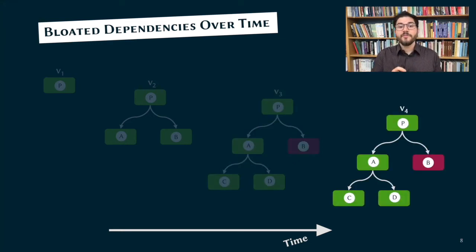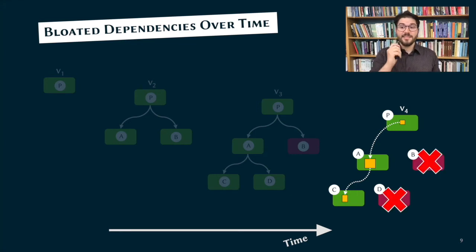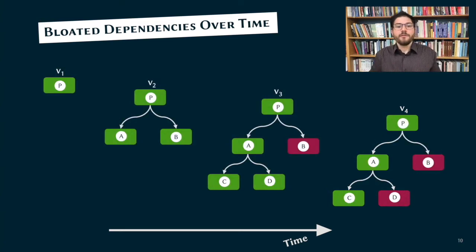In the subsequent version 4 of project P, dependency B remains bloated, but now the transitive dependency D is also bloated. As we can observe, the usage status of dependencies in the dependency tree of a project may change over time. Our paper focuses on studying this phenomenon using empirical data.